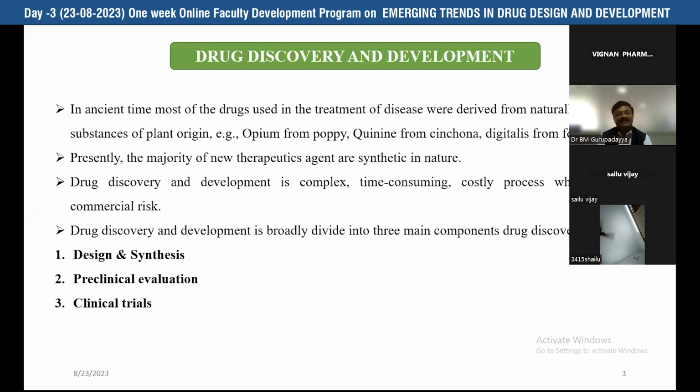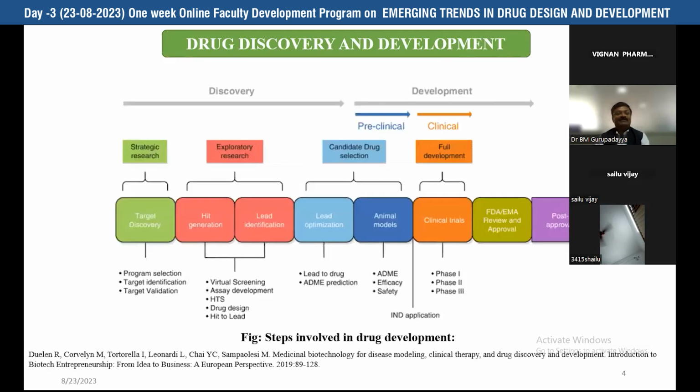Coming to drug discovery and development, we can broadly classify it into three components. Maybe you are already aware of this: the first component is design and synthesis, then there is preclinical evaluation, and then clinical trials. Maybe the previous speakers have shown this diagram, because without this slide or content, drug discovery will not happen.